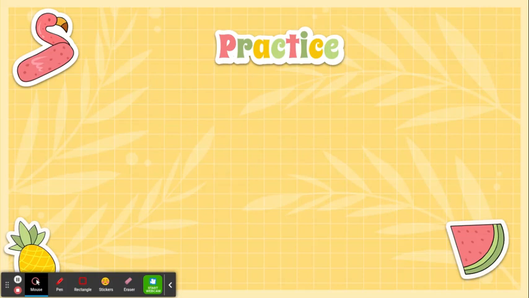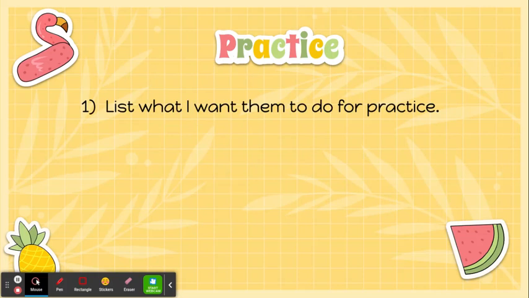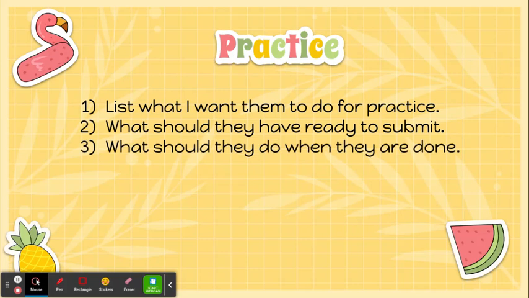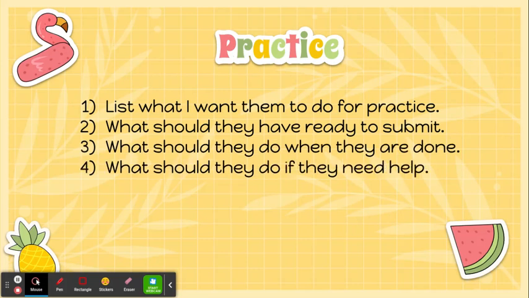From there, I always go to some type of practice, and this would be in the agenda. It would be listed for them, what kind of practice I want them to do, what they should be ready to submit. So if we're doing an activity, what are they going to turn into me? What they need to do when they are done, which is really important, what they should do if they need help. So I do not want them yelling out. So I have to teach them and remind them daily, what are you going to do if you need help? Or how do you get help in this particular activity?